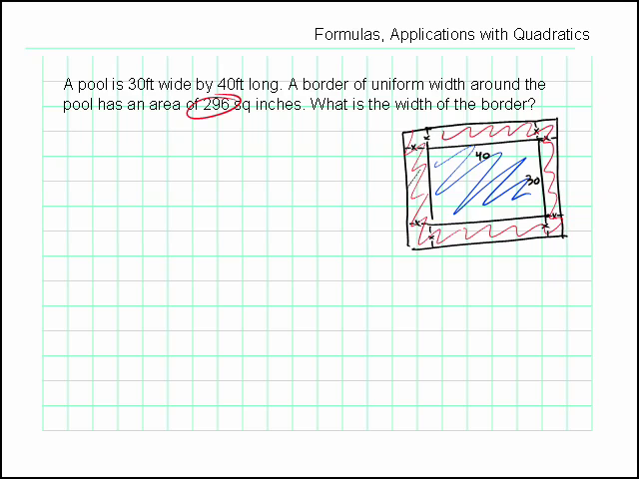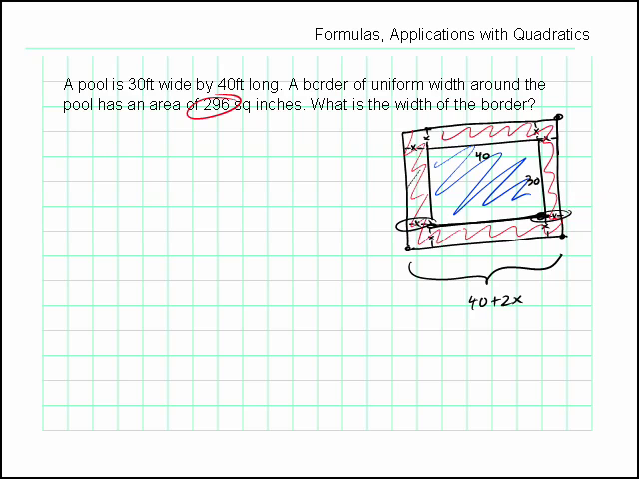Well, let's see if we can come up with an equation here. I notice first of all that the distance from here to here would be this 40 plus an x plus another x. So all the way across is 40 plus 2x.